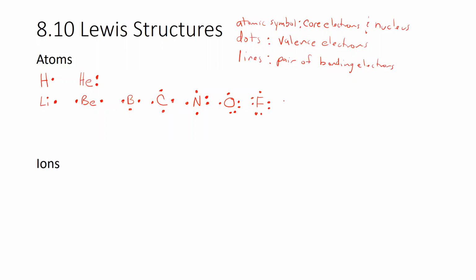And finally, we've got neon, which is the noble gas. That's 1s2, 2s2, 2p6. So the 2 s electrons and 6 p electrons means there are 8 valence electrons. So 1, 2, 3, 4, 5, 6, 7, 8 electrons around that atom.